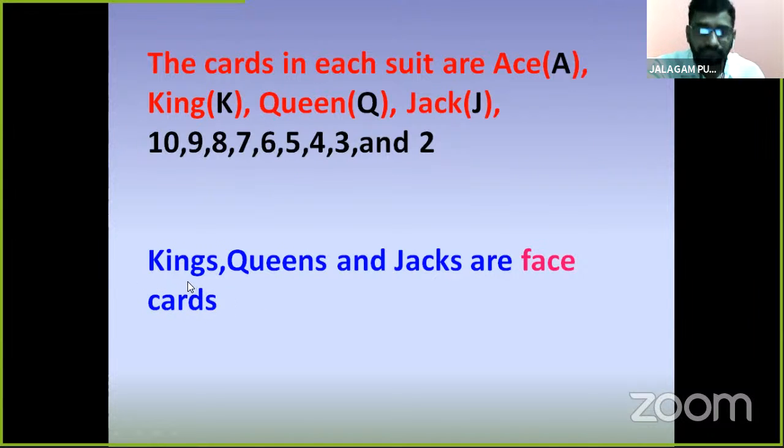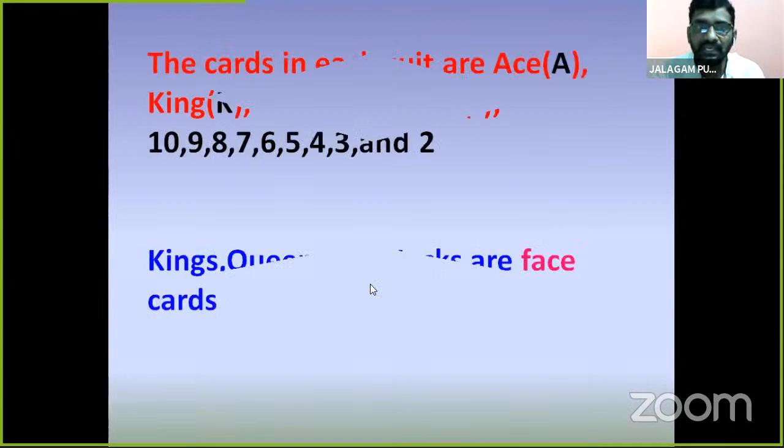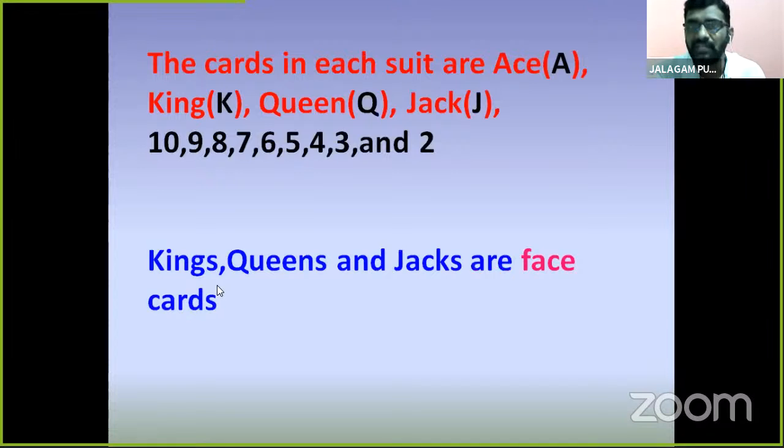So here, once again, an important point: kings, queens, and jacks are face cards. Because already we saw king, king is a face card. These are called face cards: kings, queens, and jacks. So please remember it, children. Kings, queens, and jacks are face cards.